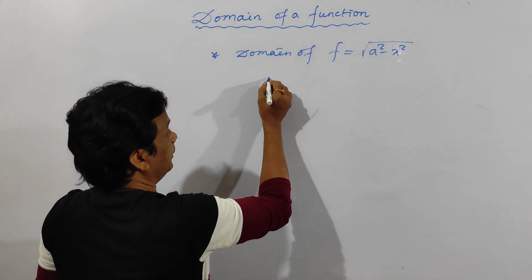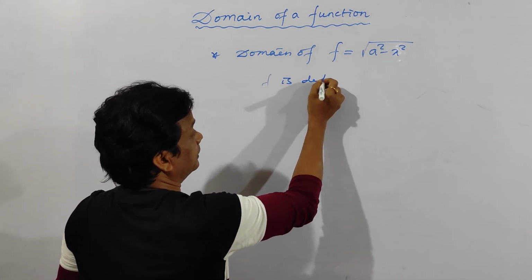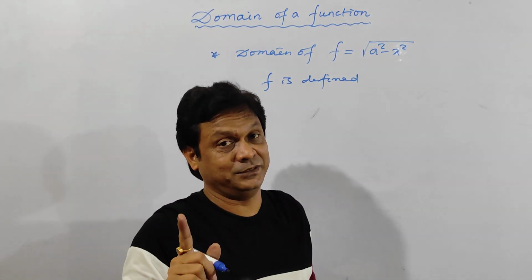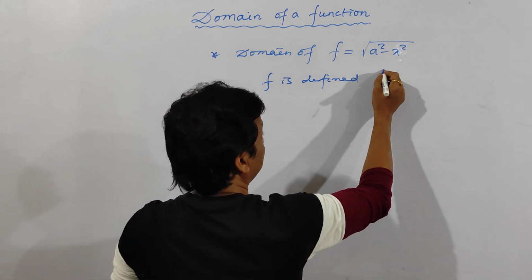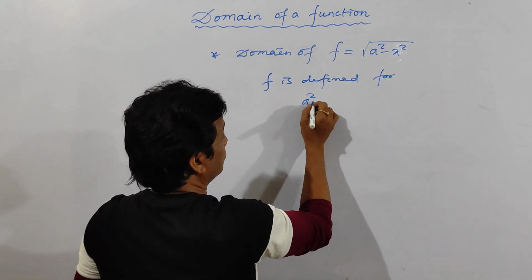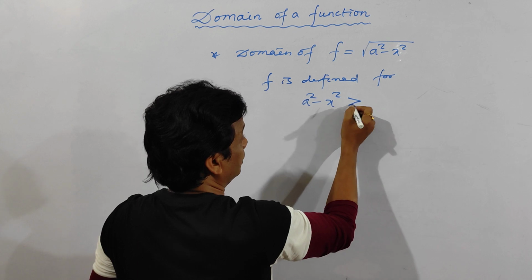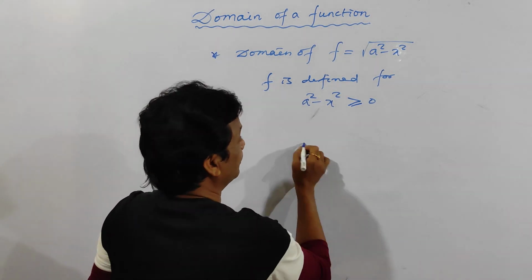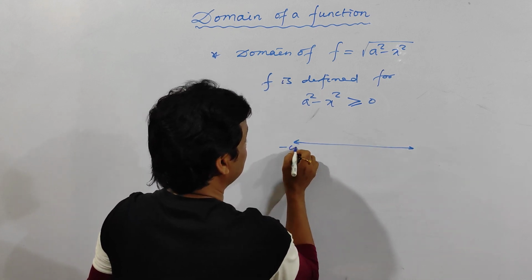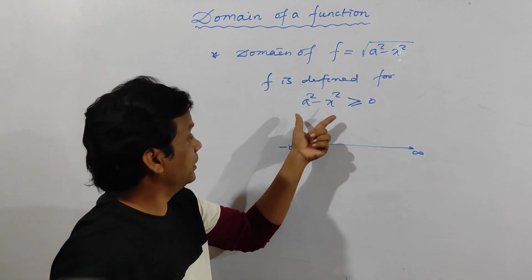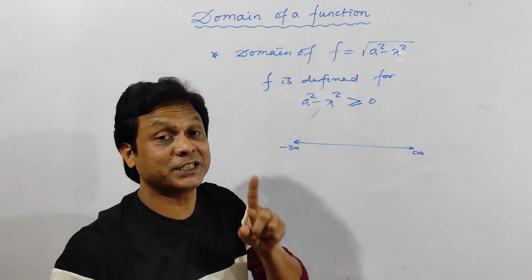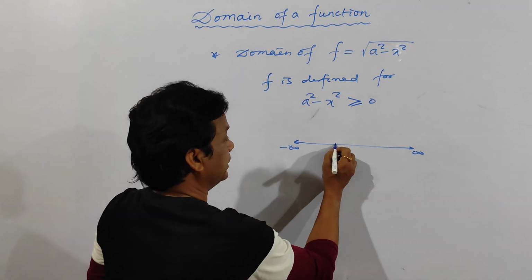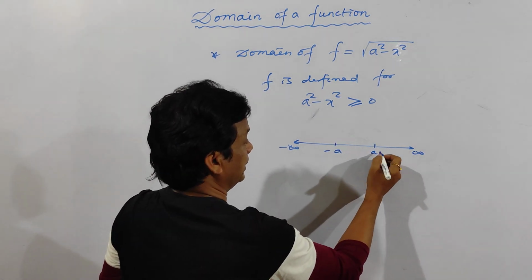So f is defined, because you have to find the region in which f is well defined. f is defined for a square minus x square greater than or equal to 0. Clear? Now, what is your number line? Minus infinity to plus infinity, and this quantity equal to 0 means x is equal to plus minus a. This is minus a, this is plus a.